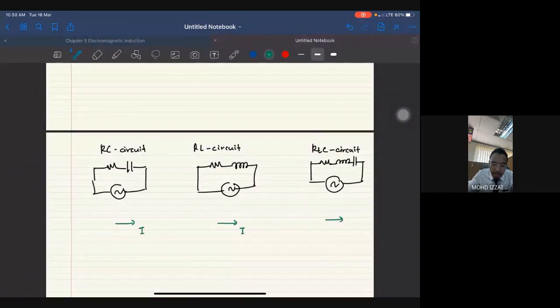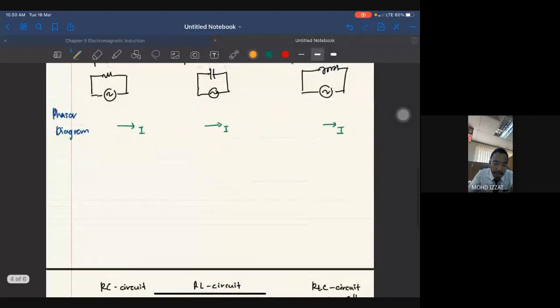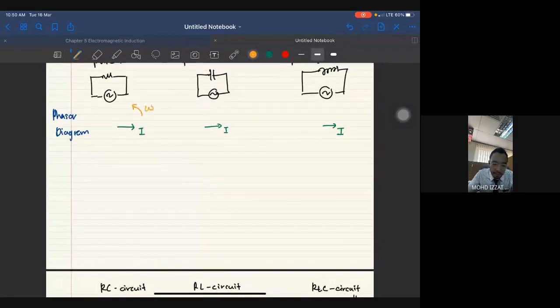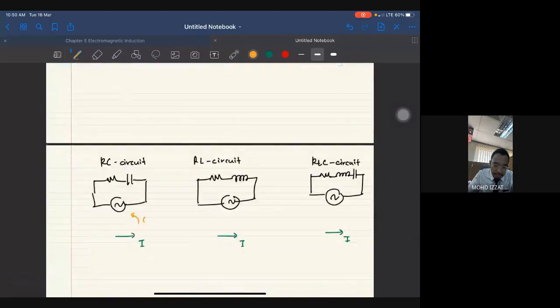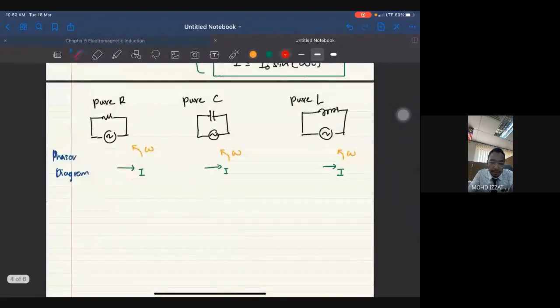Okay, make sure you label the arrow with the symbol. And then the direction of the phasor diagram is actually anti-clockwise. So this is the direction of the omega. It goes anti-clockwise. For the phasor diagram, personally, you need to know how to draw it, because even if the question doesn't ask you to draw, you still have to apply it. From the phasor diagram.